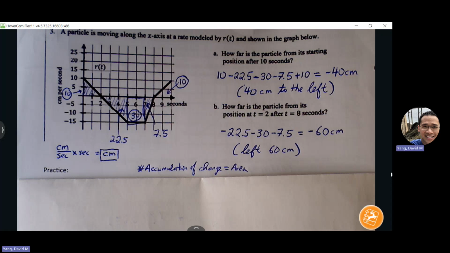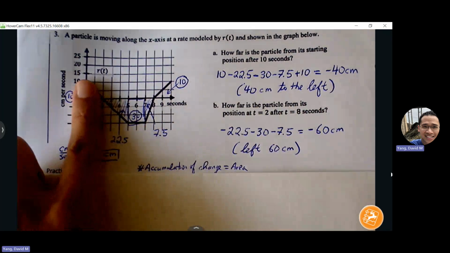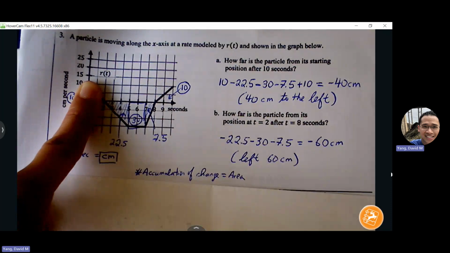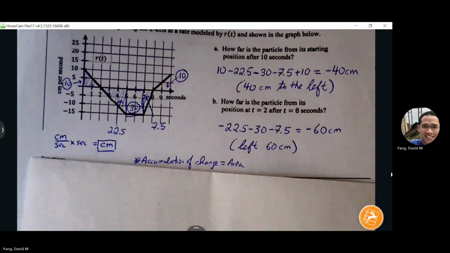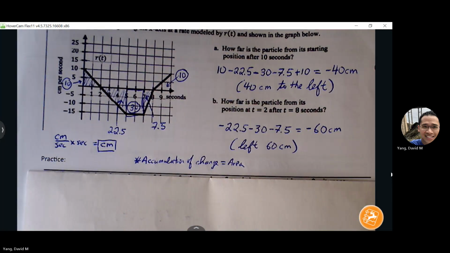And how far is the particle from its position from 2 to 8? So then just treat 2 as a starting point and then just start moving in the direction that the graph tells you. So we're just building these nice prerequisite skills for future free response questions.